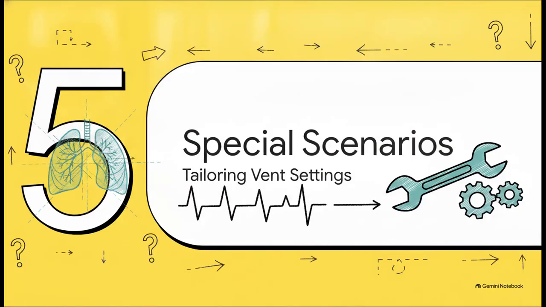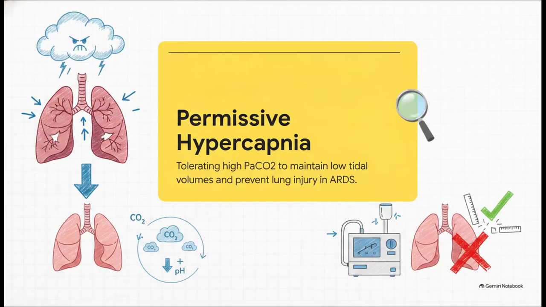Finally, Section 5, Special Clinical Scenarios. Because, as we all know, patients on the wards rarely read the textbooks, and standard rules require some finesse. Take ARDS, for example. These lungs are incredibly stiff and severely inflamed. If we try to force a perfect, normal ABG by pushing huge tidal volumes, we will literally tear the lungs apart with high driving pressures.